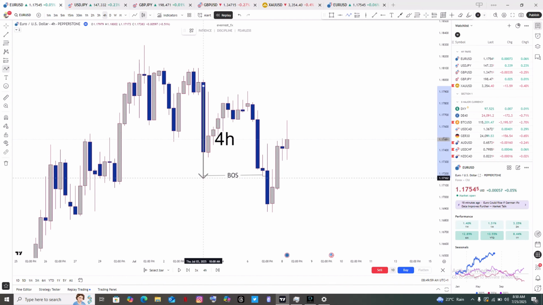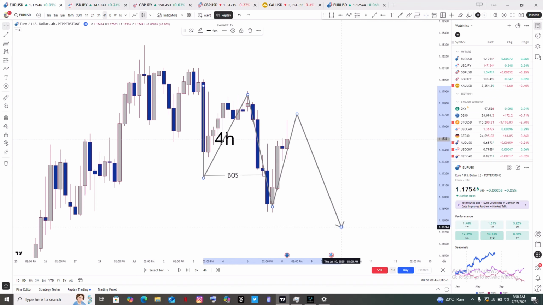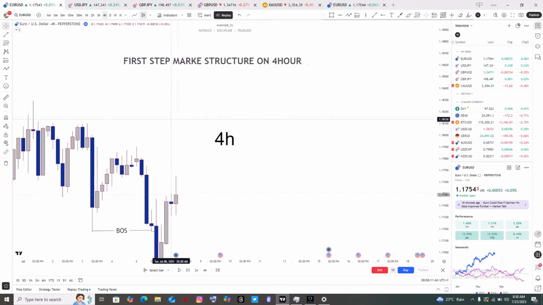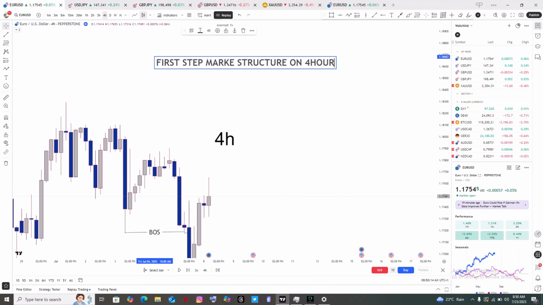We're on a downtrend. This is a high break of structure. So we are on a downtrend. We're expecting this market to maybe retrace to this place and continue going down. Now, the next step is to mark structure on 1 hour.